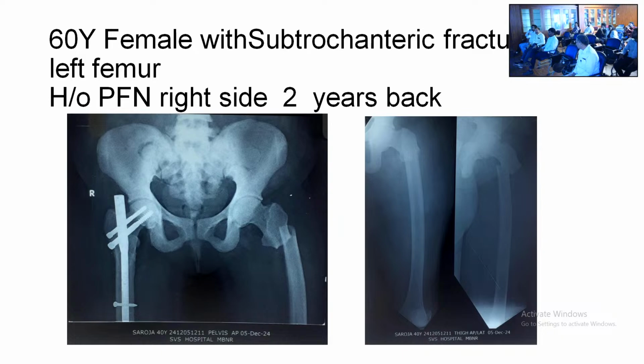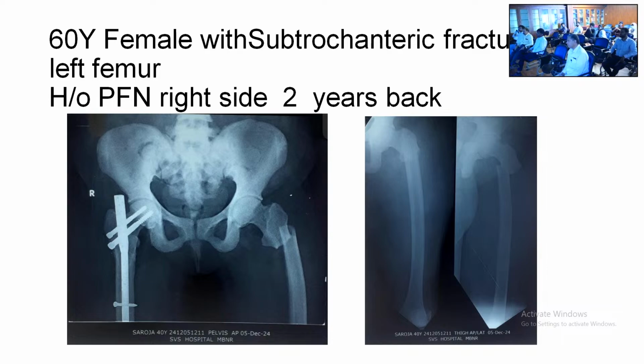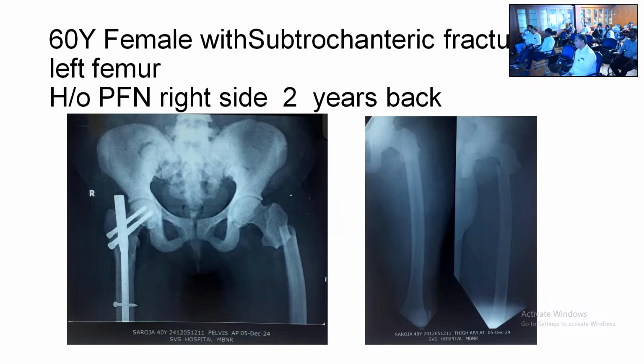Now this X-ray is showing increased density all over the pelvis. Sir, there are two common conditions: one is osteopetrosis, the other is fluorosis. How do you distinguish between the two radiologically?